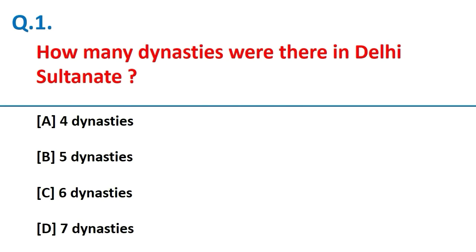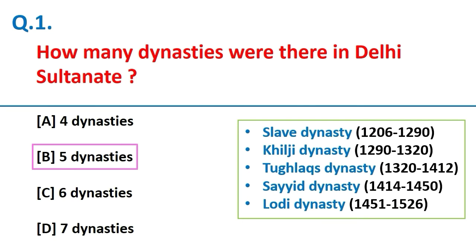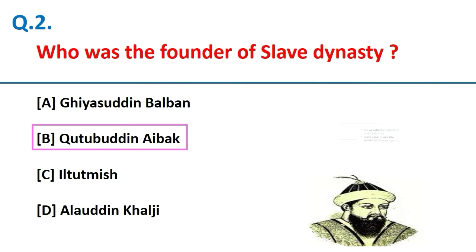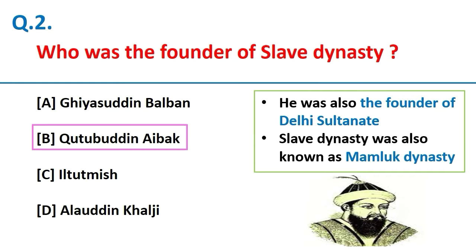How many dynasties were there in Delhi Sultanate? 5 dynasties. They were Slave Dynasty, Khilji Dynasty, Tughlaq Dynasty, Said Dynasty and Lodi Dynasty. Who was the founder of Slave Dynasty? Qutbuddin Aibak. And friends, Qutbuddin Aibak was also the founder of Delhi Sultanate, and there is another point, Slave Dynasty was also known as Mamluk Dynasty.